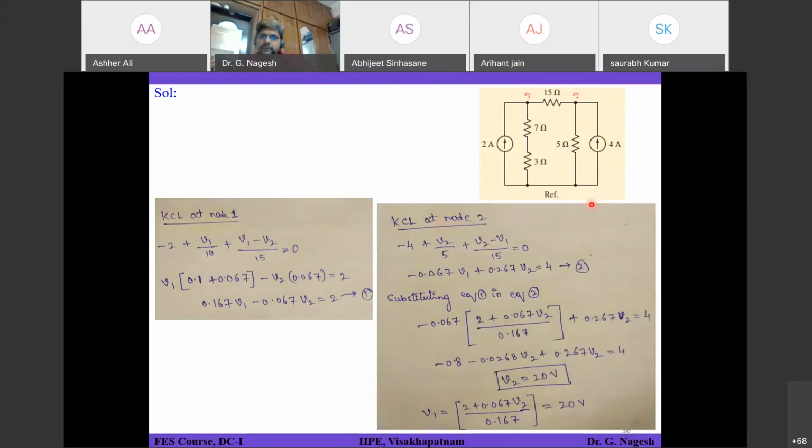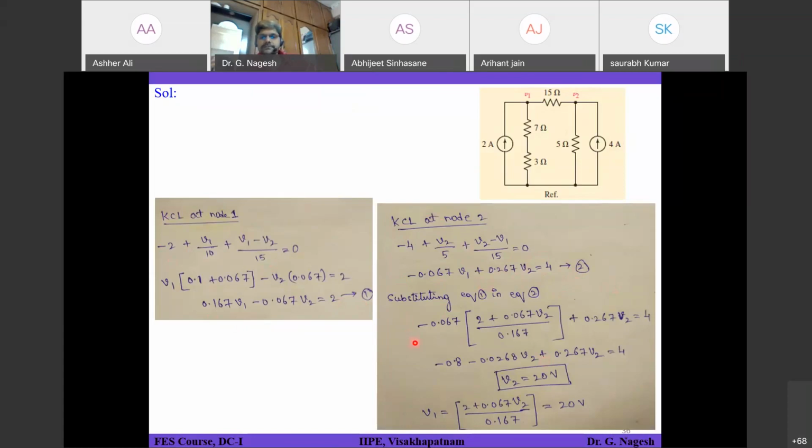Okay, so (V2 minus 4) plus V2 divided by 5, plus (V2 minus V1) divided by 15, is equal to 0. So all currents coming out of node 2 added up is equal to 0. If you solve this, you will get this kind of expression. So there are two equations, equation 1 and equation 2, and there are two unknowns, V1 and V2. I hope you should be able to solve it.